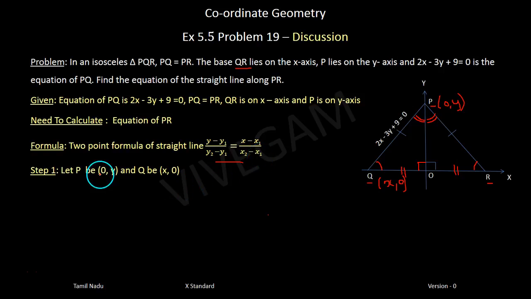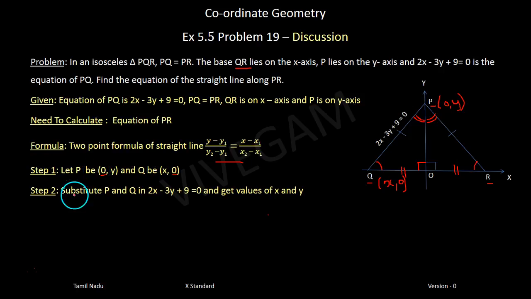Okay, first step, let the point P be 0, y, because it is on the y-axis. If it is on the y-axis, the x value will be 0. And let the coordinates of Q be x, 0, because it is on the x-axis. If it is on the x-axis, the y value will be 0, right? Now we have 2 points. So substitute points P and Q in this equation, because both points P and Q are on this line, right? So they should satisfy this equation. So substitute the coordinates of P and get the value of y. Similarly, substitute the coordinates of Q and get the value of x. Right? That is step 2.